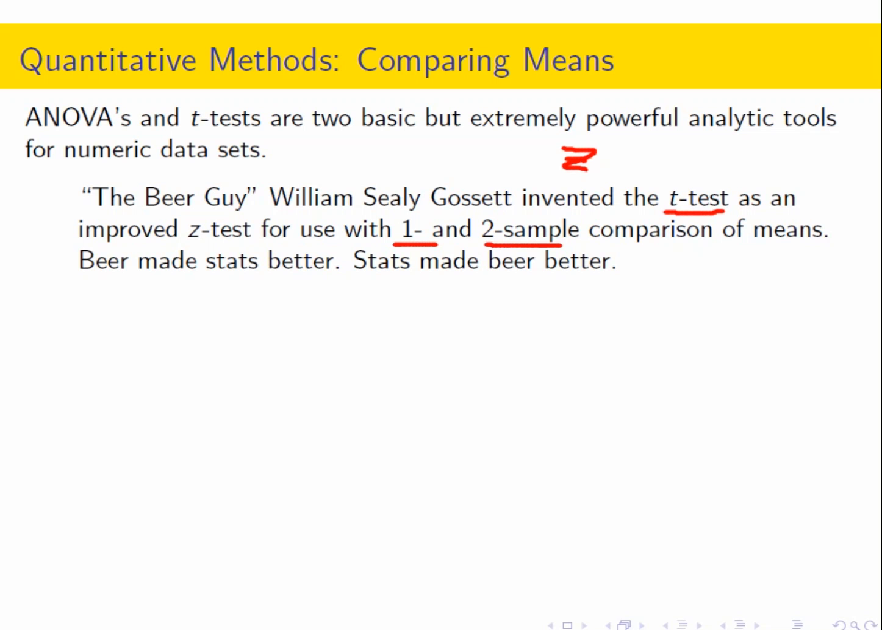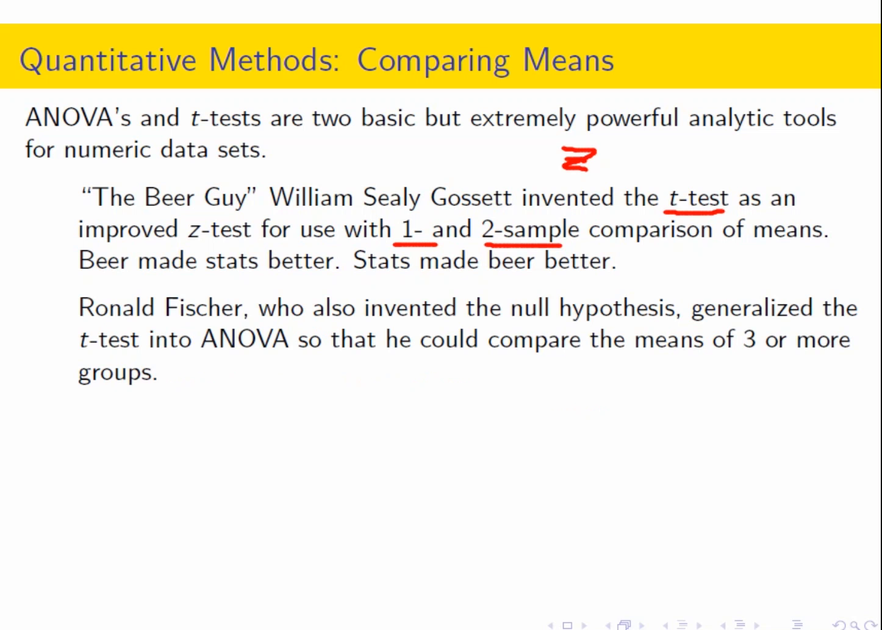Only limitation is that it only works for one and two sample comparisons. So for example, if you wanted to compare college students in the Southeast to college students on the West Coast, right? That's a two sample comparison, a t-test would work. But if you throw a third region in there, if you want to include the Midwest, if you want to include the Northeast, then it won't work. And we're going to need something that will allow us to do three or more samples.